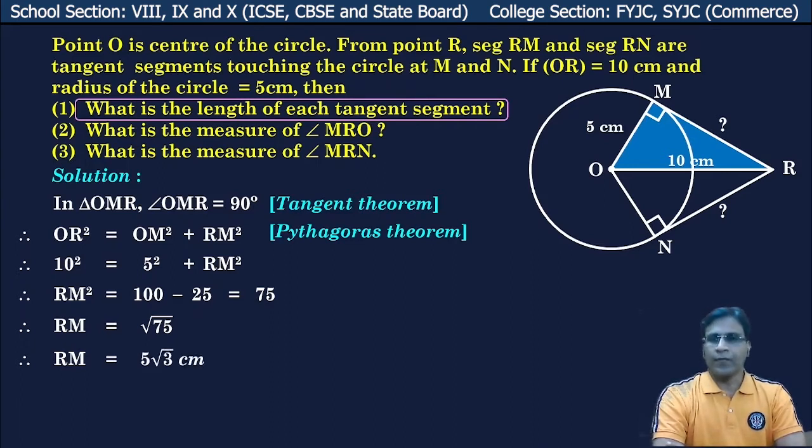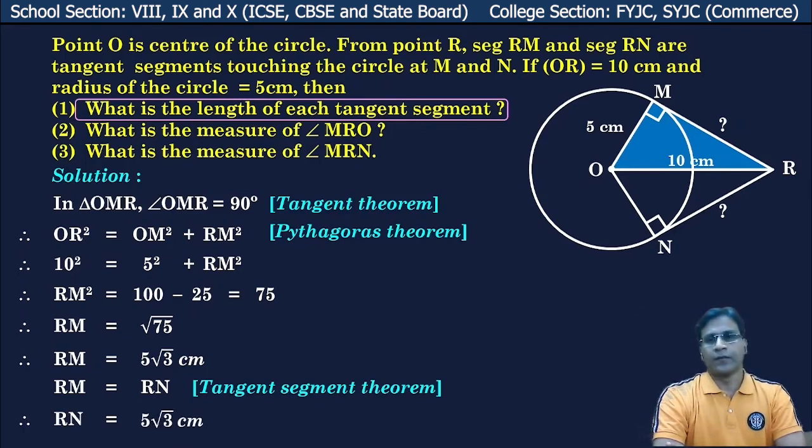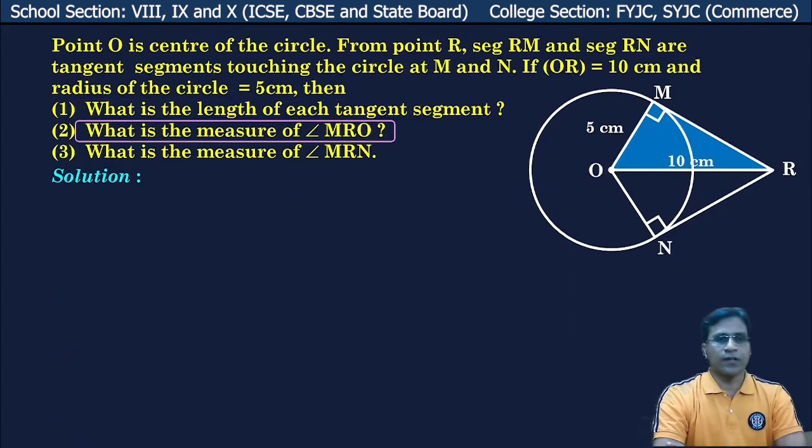Now, as RM and RN are tangent segments, they have to be equal in length, tangent segment theorem. Therefore, RN also becomes 5 root 3 centimeter. I hope you understood till here. Now, let's move to the second part of the question. What is the measure of angle MRO?